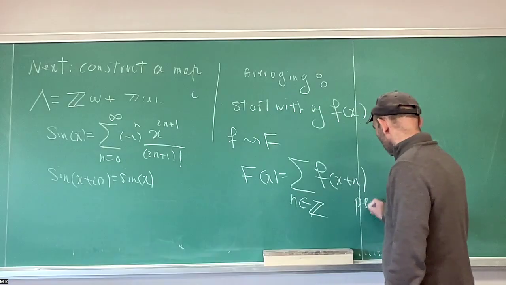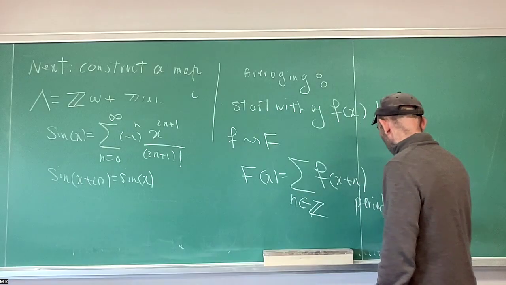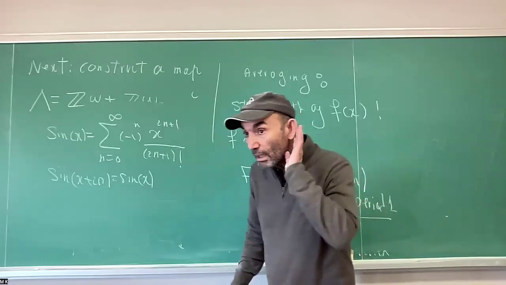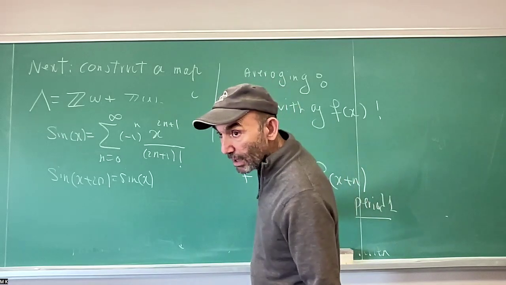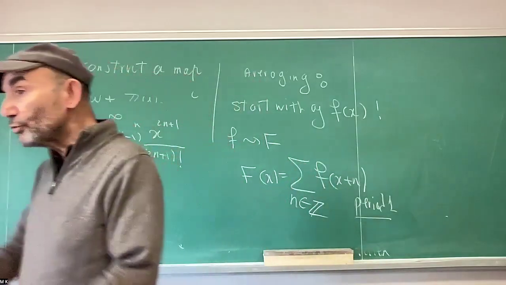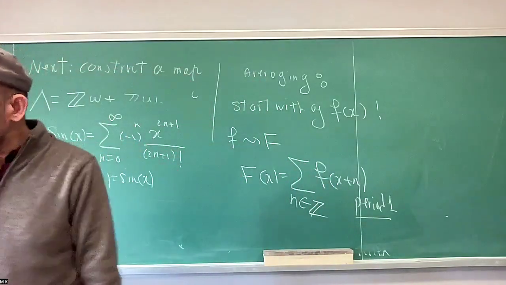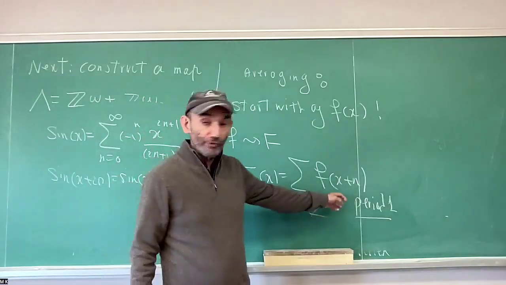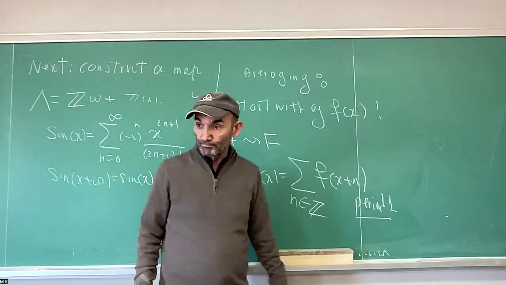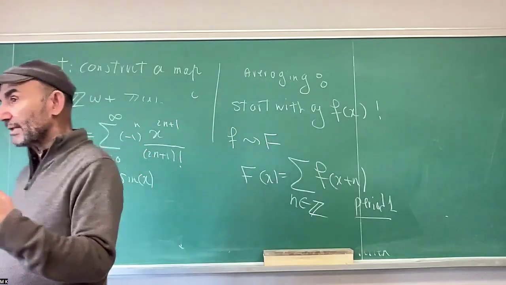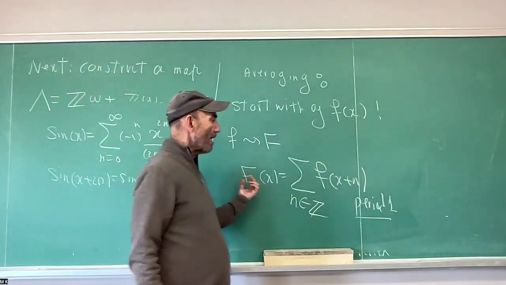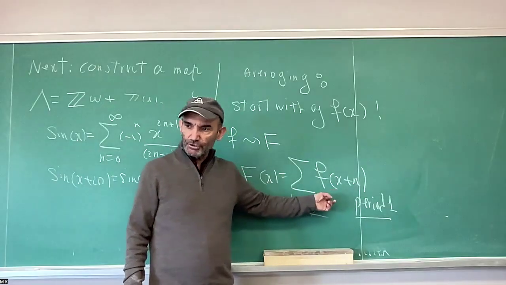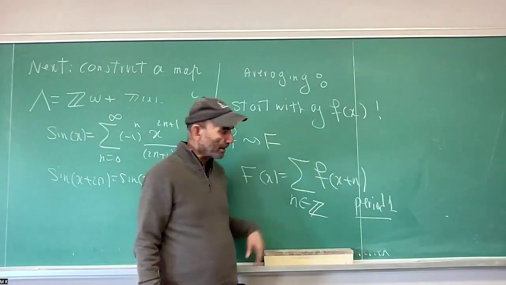Can't x go to infinity? Huh? Can't that value be infinite? Big F, big F of x, can't it be infinite? It can be, but if you choose your f in a good way, you have a chance to make this convergent, and then you're okay. The point is something else. The point is an algebraic idea that if you want to make something periodic, you average over the group. This is called averaging. This is a very important idea.